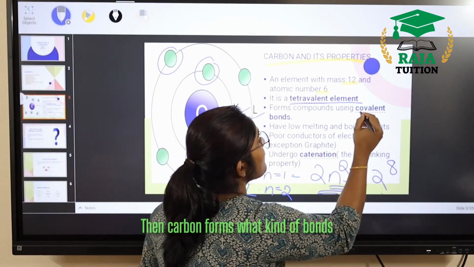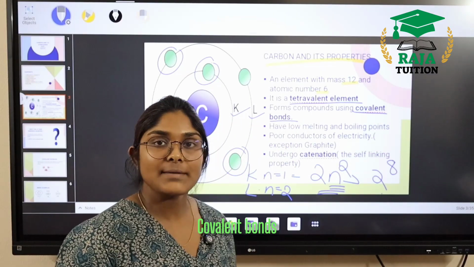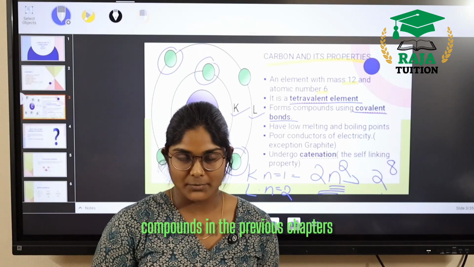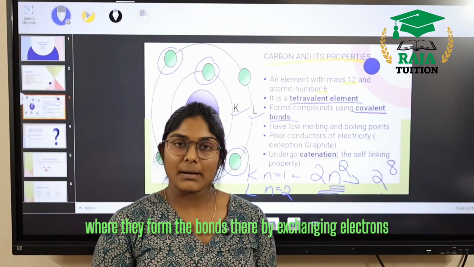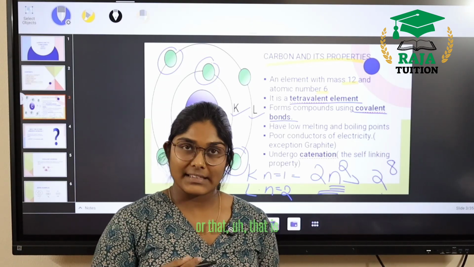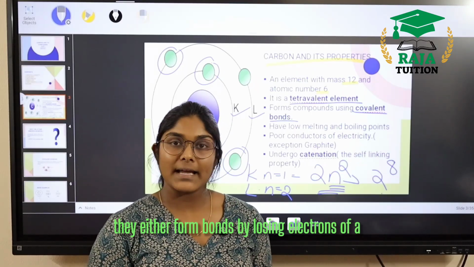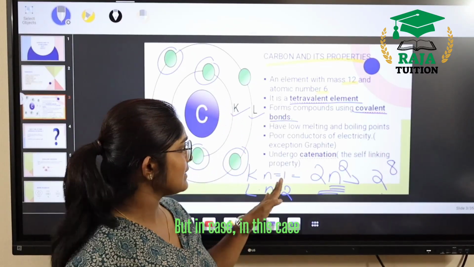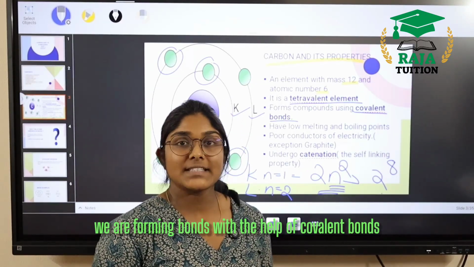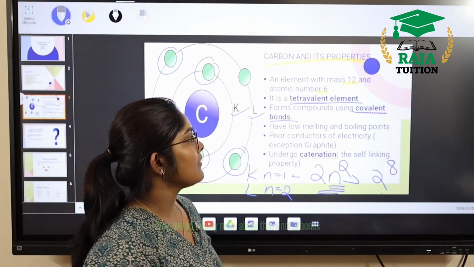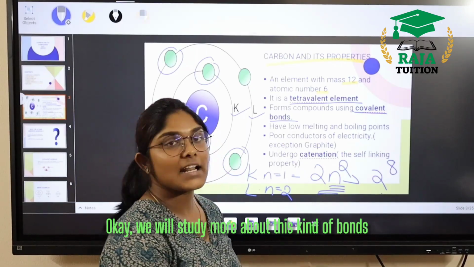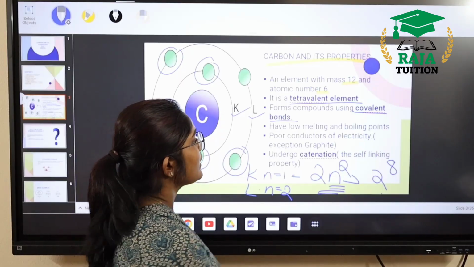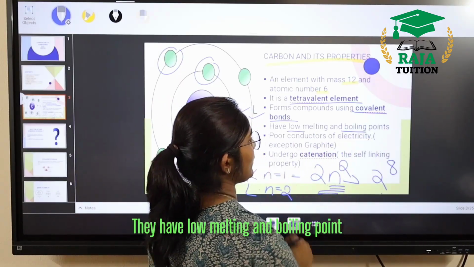Okay. Then carbon forms what kind of bond? Covalent bond. You may have already studied about the ionic compounds in the previous chapters, where they form the bond by exchanging electrons. That is, they either form bonds by losing electrons or by gaining electrons. But in this case, we are forming bonds with the help of covalent bonds. Okay, we will study more about this kind of bonds and how they undergo this kind of bonding in the upcoming slide. Okay, they have low melting and boiling points.